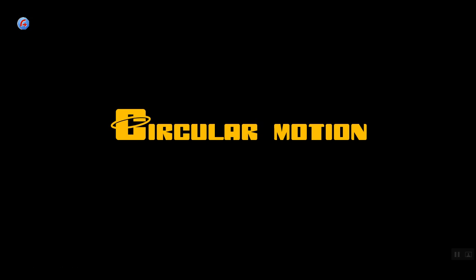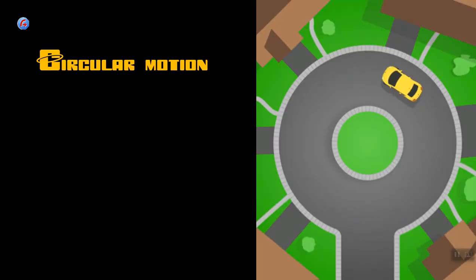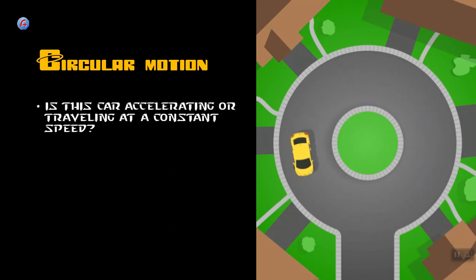Hello and welcome. Today we're going to look at circular motion. Firstly, with circular motion, if we look at the car here, is this car traveling at a constant speed or is it accelerating? Now you can think about it as you look at it. Most of you would say that it's traveling at a constant speed.